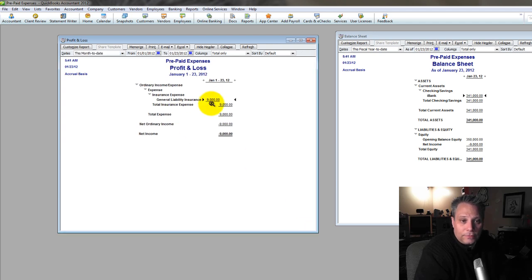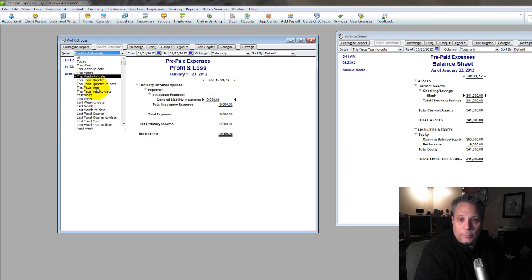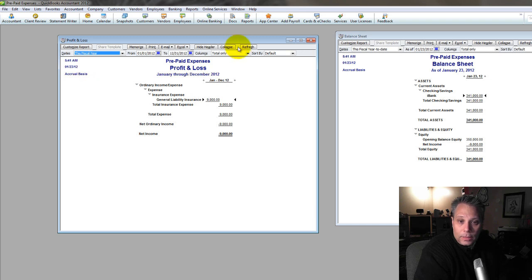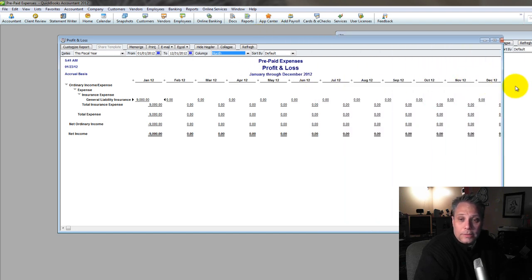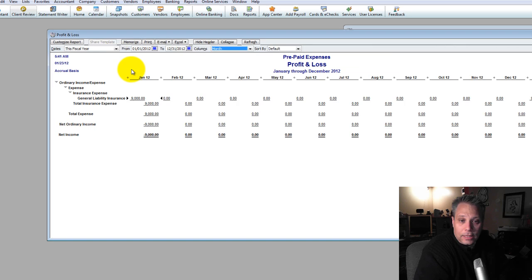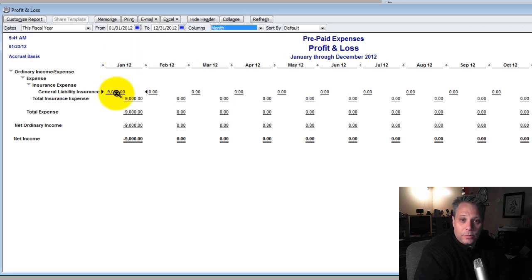Let's run the profit and loss for this fiscal year and total it by month, though. And now it starts to become perhaps a little clearer why this is potentially a problem. The reason it's potentially a problem is that it's telling me that all $9,000 of that expense was incurred in the month of January, but that's not really true, is it?